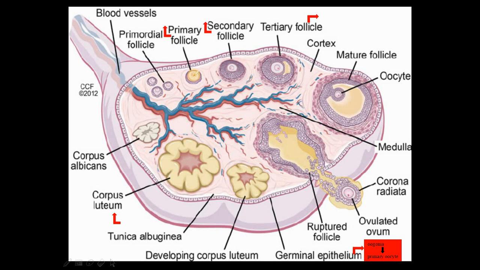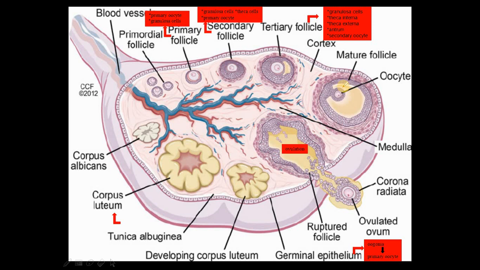Here what you can see, the circular structure is the primary oocyte. The primary oocyte is surrounded by granulosa cells and it is called as primary follicle. The secondary follicle has granulosa cells, it has theca cells and primary oocyte. The tertiary follicle here has granulosa cells, it has theca interna, theca externa, it has antrum, and the change here is it has secondary oocyte. Next is the Graafian follicle, which is almost having the similar structures as that of the tertiary follicle, but the only change here is the cumulus oophorus.